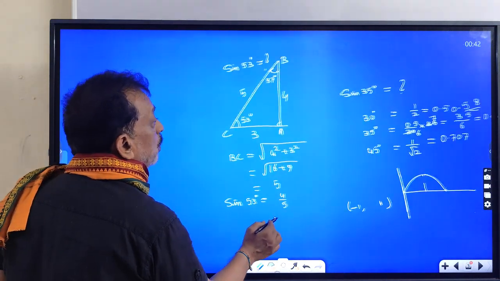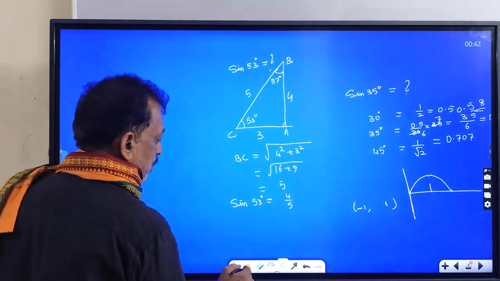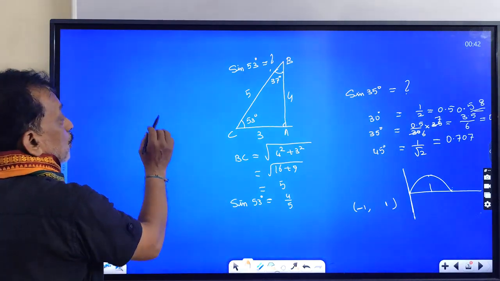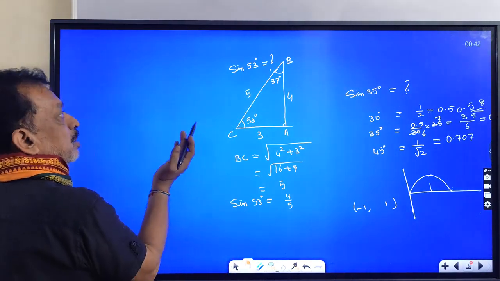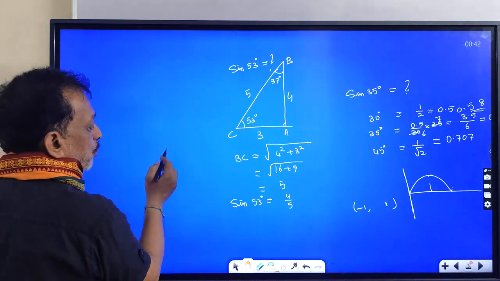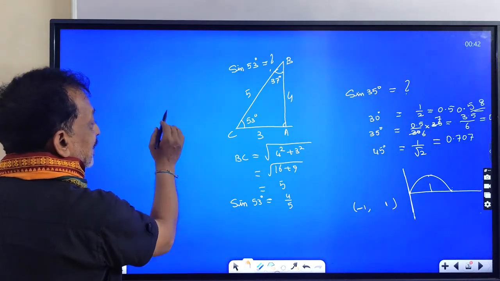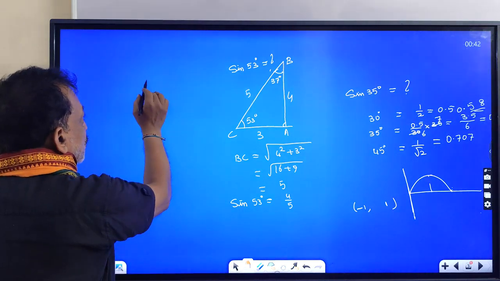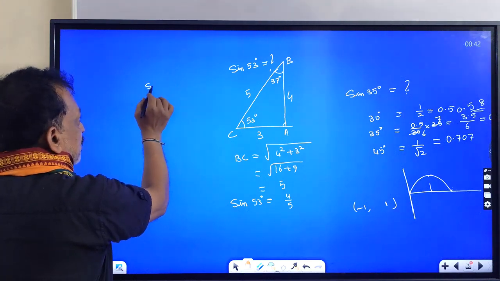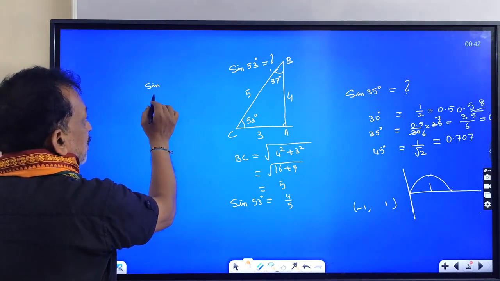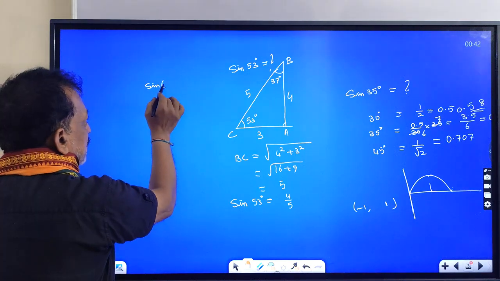Now I want to go to the shortcut method we mentioned just now, which you can also follow. No need to worry about it. You take any value nearer to this one, and again you have to reduce it back, no problem. So sine 60 is what we are telling. Now, sine 45 you can take, or better you can take sine 60.